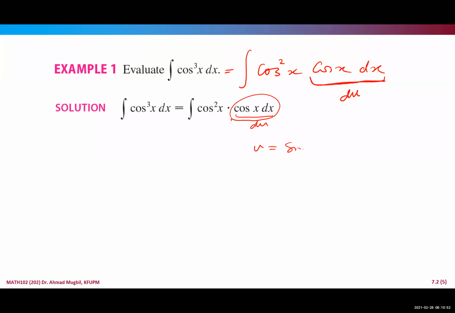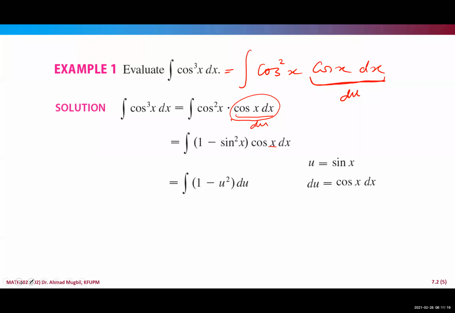So what will be u if this is du? u will be sine x. So we need to have sine here. We have cosine squared, and we know that cosine squared is just 1 minus sine squared. Now I can put this as (1 minus u squared) du. Very easy now. It is all about u substitution. So if you put u equals sine x, then du will be cosine x dx, and you will have a very easy integral. It will be u minus u to the power 3 over 3 plus c. Now return back u to sine x, substitute back. So this is the integral of cosine cubed, here it is.